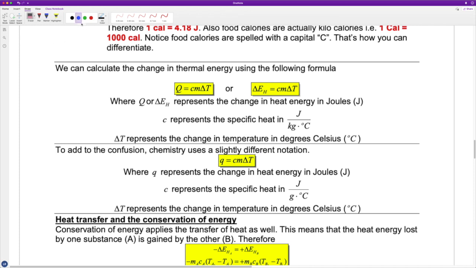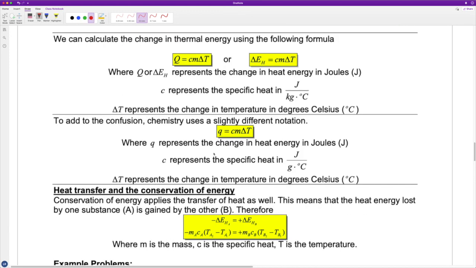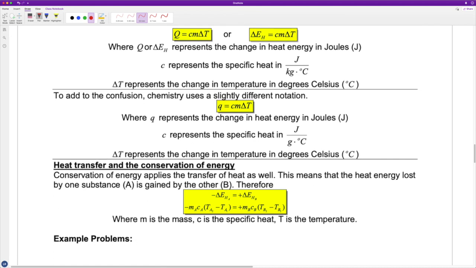I have a stupid way to remember this formula. I always call this Country Music Television: c m delta T, country music delta television. Why? It's a stupid way, but I always remember that formula. In case you're trying to find a way to remember it.